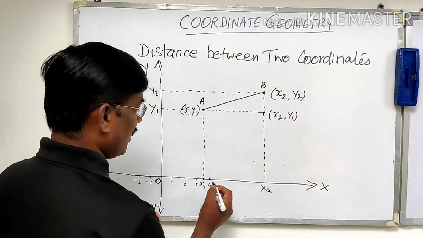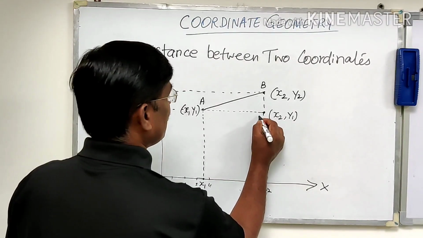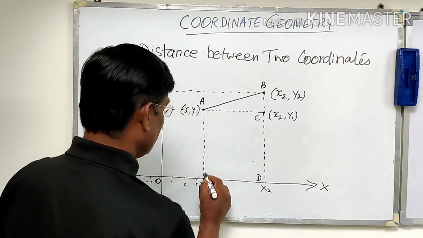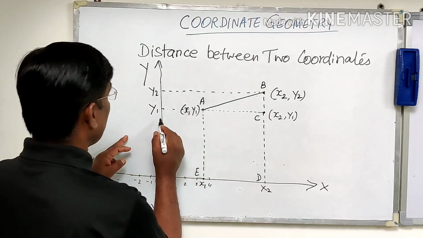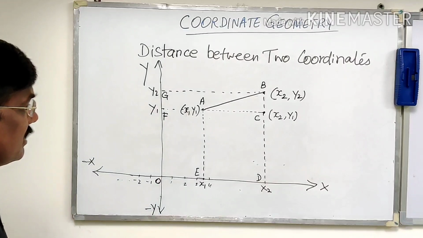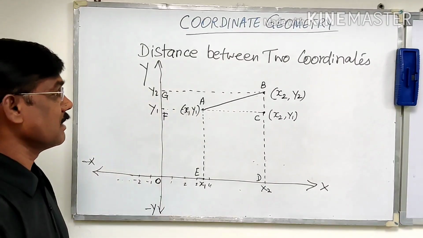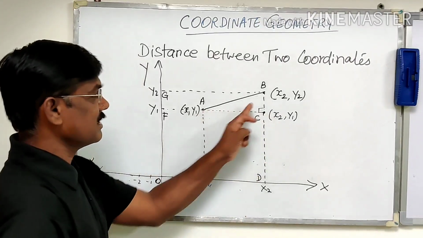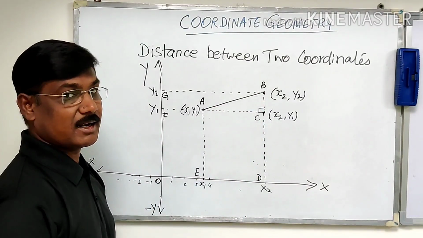Now we can just put some alphabets, A, B, C, and this is D, and this point is E, and this is F and G, just for our calculation purpose. Now what kind of triangle is this? It's a right angle triangle.